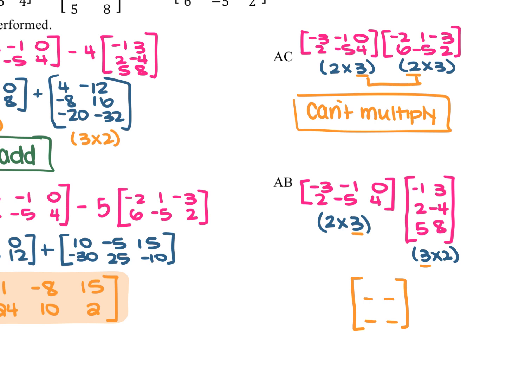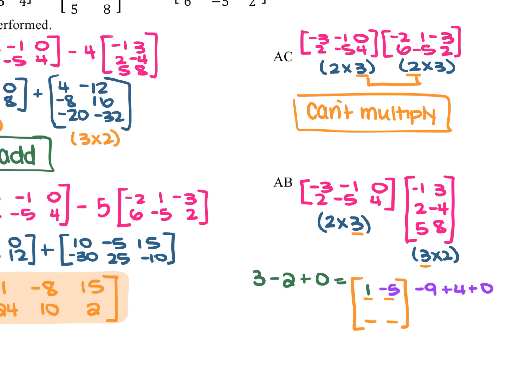So top left, go first row by first column. Negative 3 times negative 1 is 3. Negative 1 times 2 is negative 2. 0 times 5 is 0. You got 3 minus 2, which is 1. For your next one, you're going top and right. So you're going first row, second column. So negative 3 times 3 is negative 9. The negative 1 times negative 4 is positive 4. 0 times 8 is 0, so that gives you a negative 5.